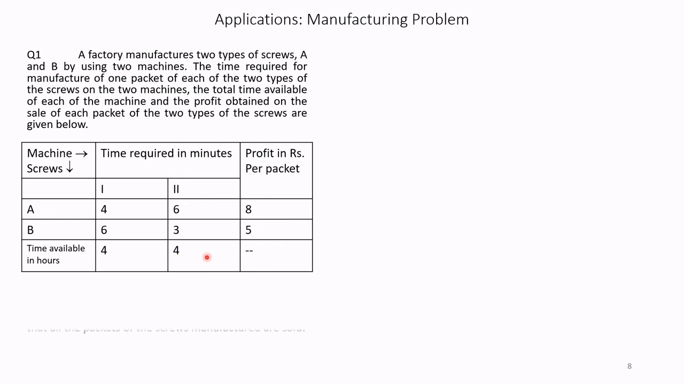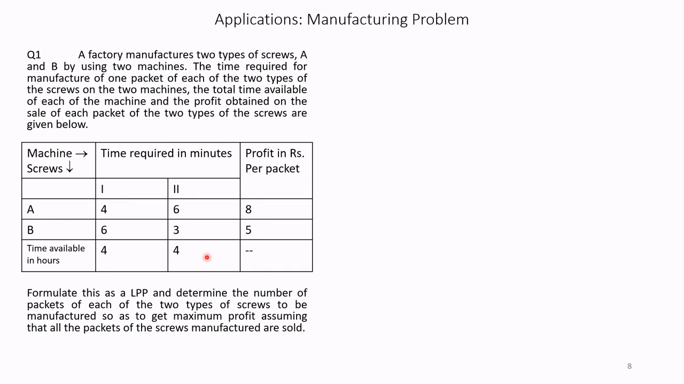What we are required to do is formulate this as a linear programming problem and determine the number of packets of each of the two types of screws to be manufactured so as to get maximum profit, assuming that all the packets of screws manufactured are sold. So we have to find the maximum profit. Our objective function is maximizing the profit. So let us solve it.